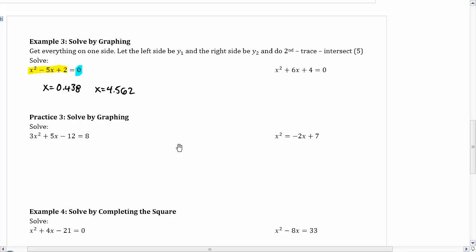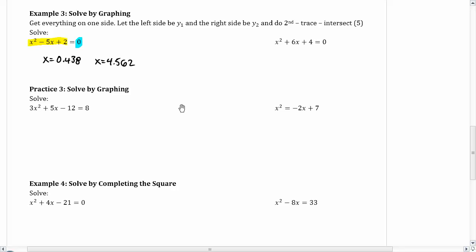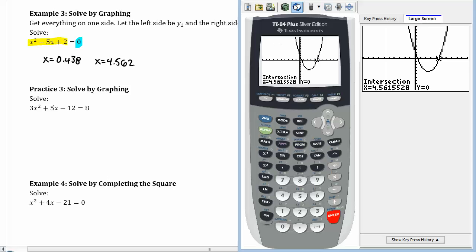Lastly, when we solve by graphing, this is maybe the most consistent and quickest way each time. Make sure that everything is on the left-hand side. The right-hand side is 0. That's probably the easiest way. And then you look for where the graph crosses the x-axis. If it's quadratic, it's usually going to be in 2 locations.